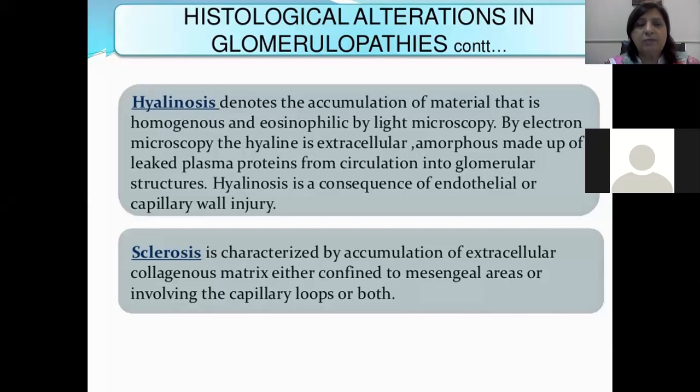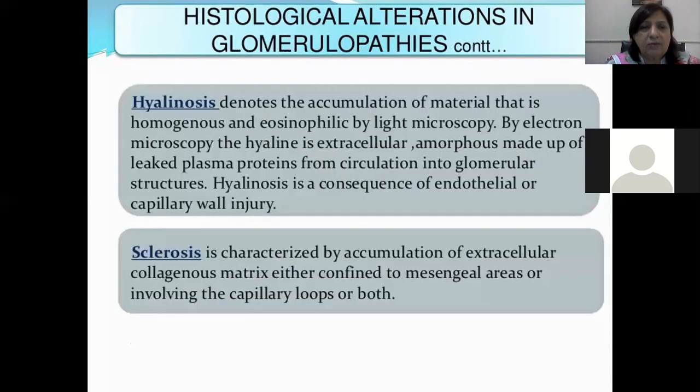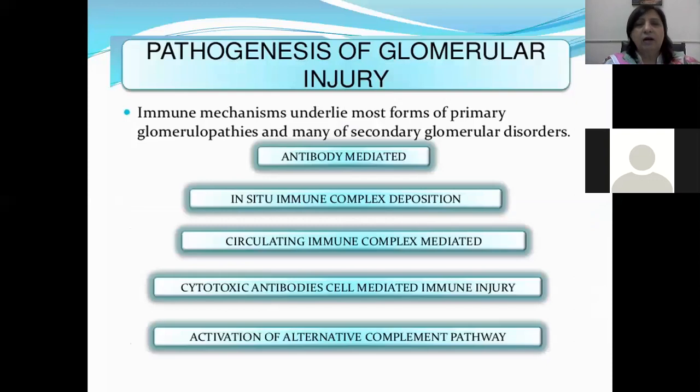Next is sclerosis. Sclerosis is characterized by accumulation of extracellular collagenous material either confined to the mesangial areas or involving the capillary loops, or both. So the changes which are seen histologically in glomeruli are hypercellularity, basement membrane thickening, hyalinosis, and sclerosis. That's why I explained the glomerular structure before going into the injuries.